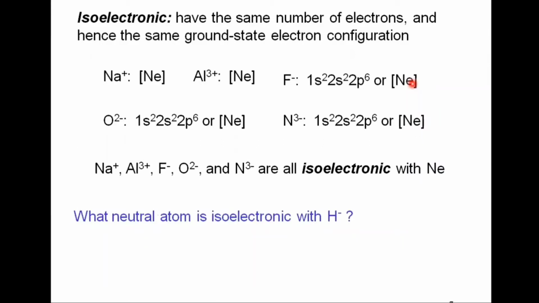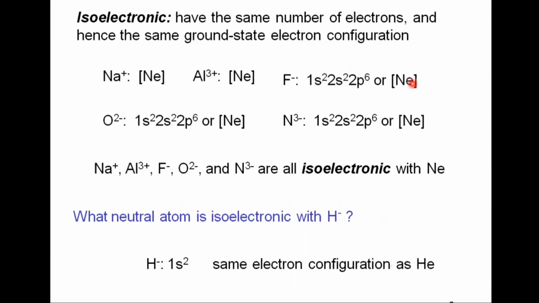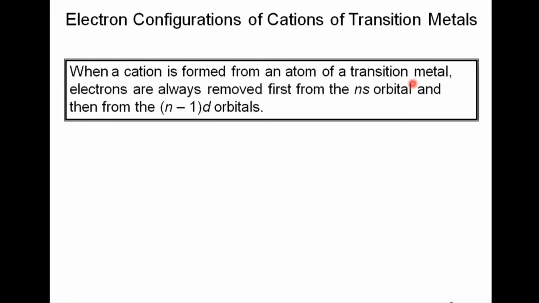What neutral atom is isoelectronic with H negative? This is for you. H negative is 1s2, the same electronic configuration as helium. So H negative is isoelectronic with helium gas.